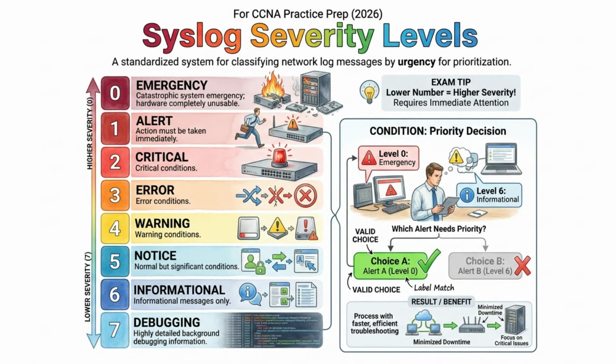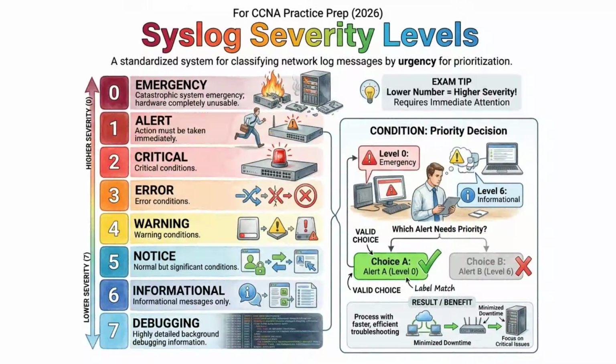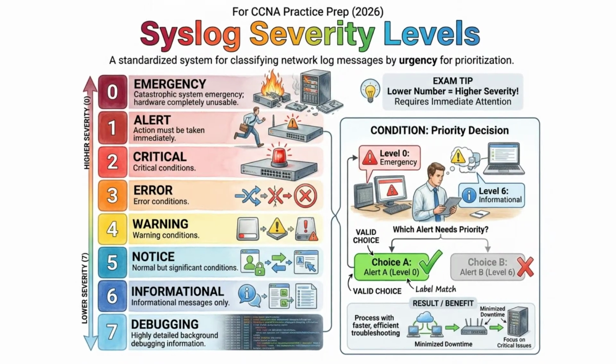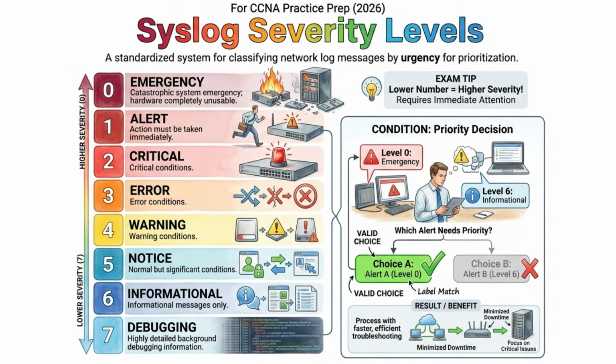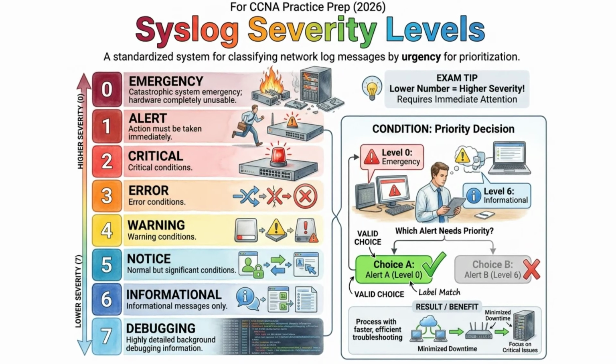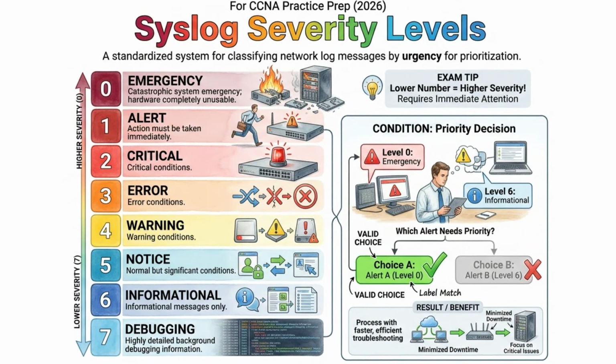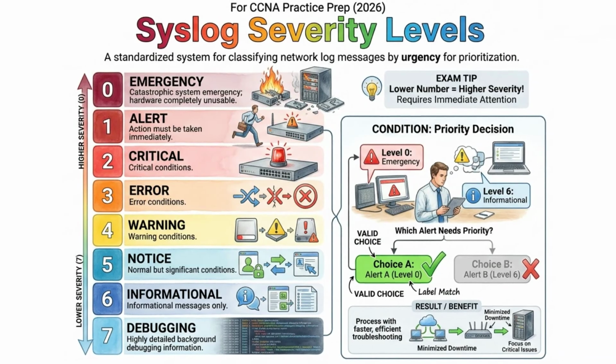Syslog messages are strictly categorized into 8 distinct severity levels, ranging from level 0 to level 7, which greatly helps administrators prioritize their daily troubleshooting efforts. Level 0 represents a catastrophic system emergency where the hardware is completely unusable, while level 7 is reserved strictly for highly detailed background debugging information.